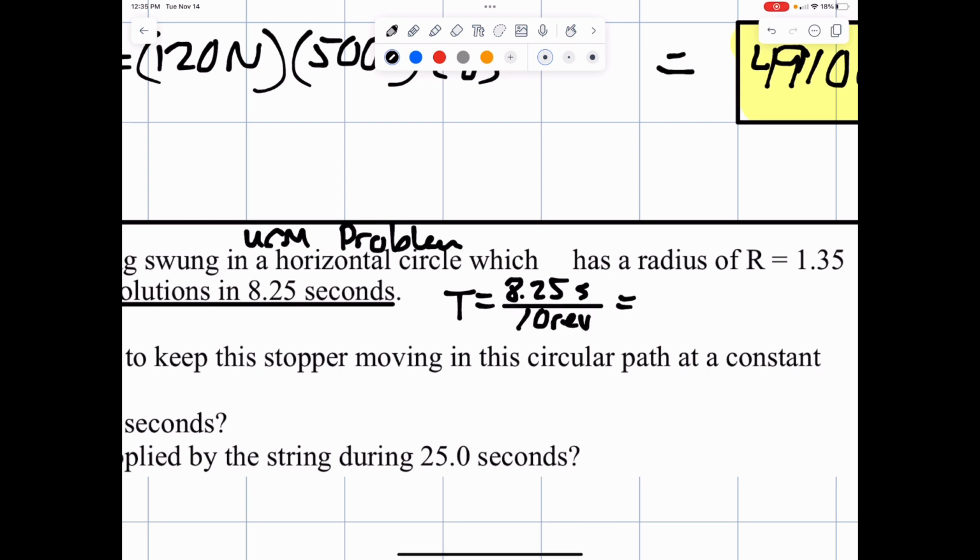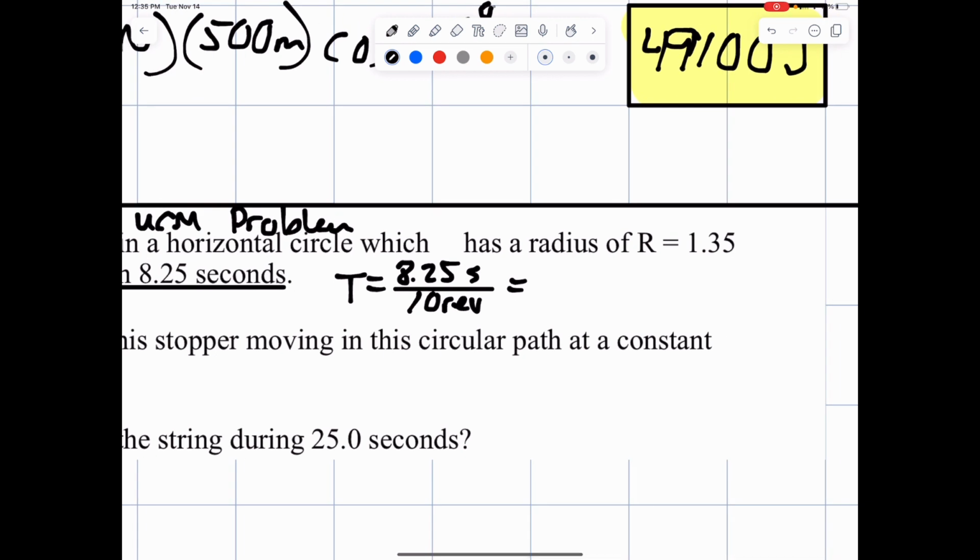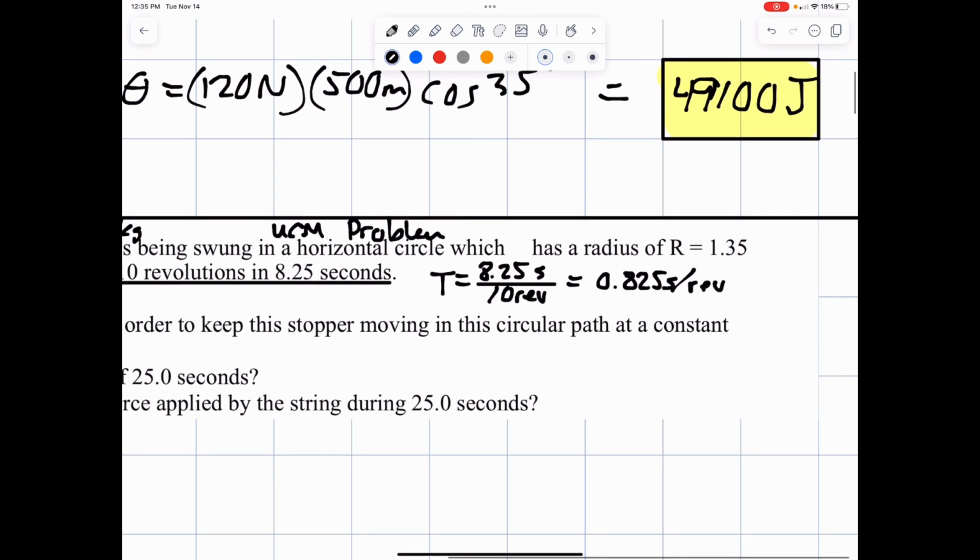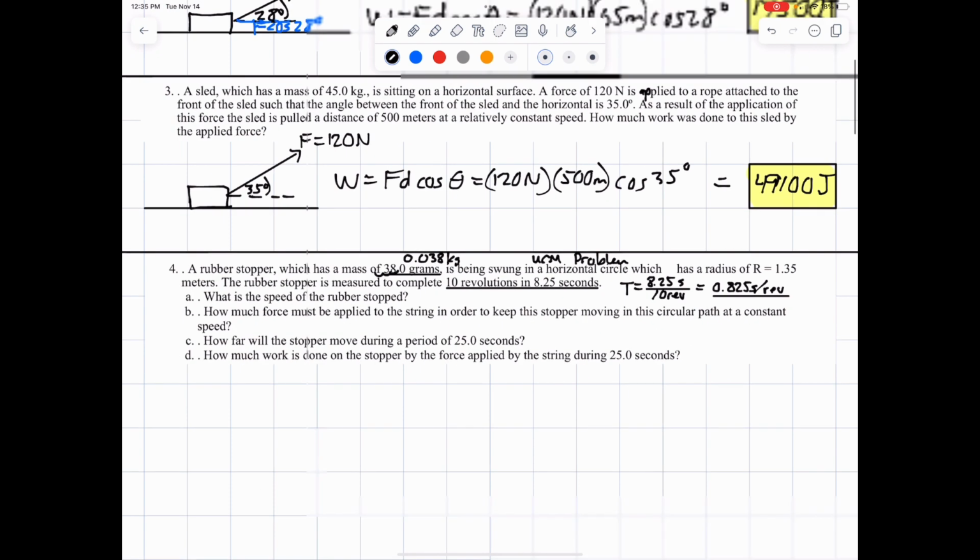and dividing it by 10. If we divide by 10, we're going to get the time for one revolution, which is 0.825 seconds per one revolution. Okay, 8.25 seconds for 10 revolutions, 0.825 seconds for one revolution. So there's the period we're going to need to plug in.